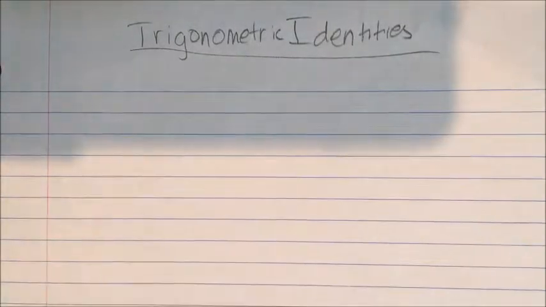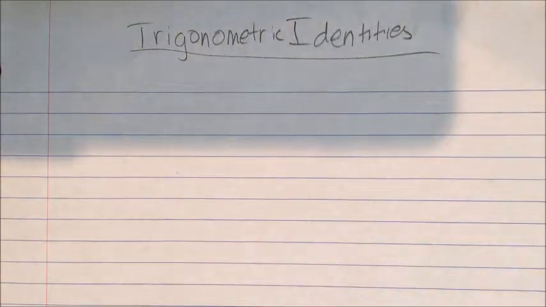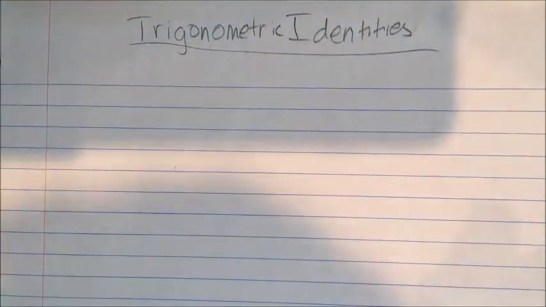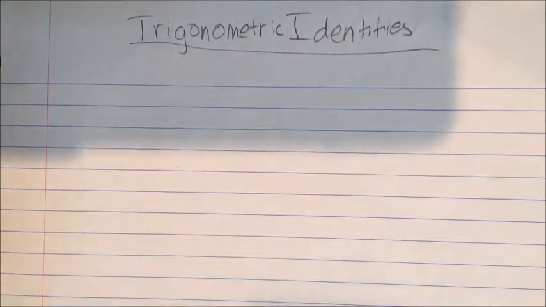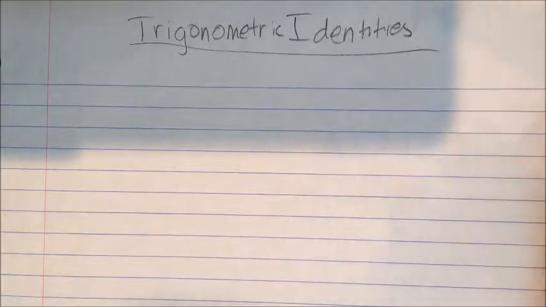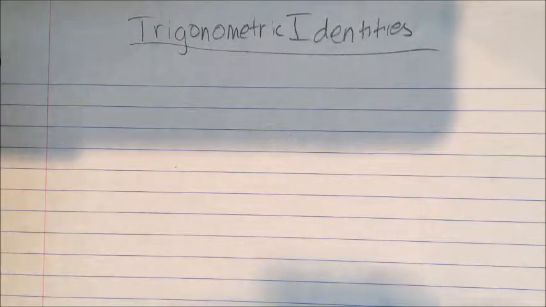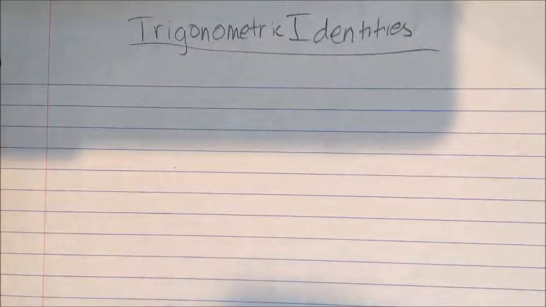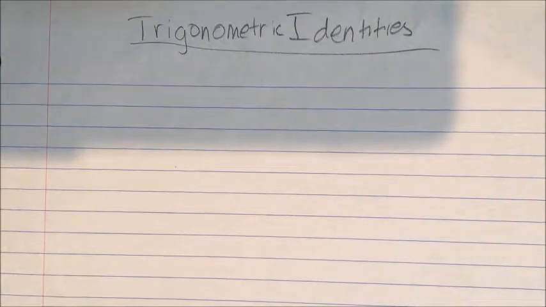So this section is on trigonometric identities. First, let's define what a trigonometric identity is. It's an equality using trigonometry that holds true for any values of the variables. So let's first go through the basic trigonometric identities that relate sine, cosine, and tangent to cosecant, secant, and cotangent.